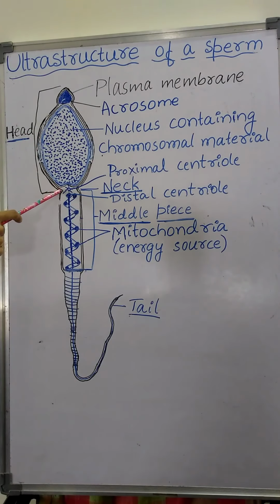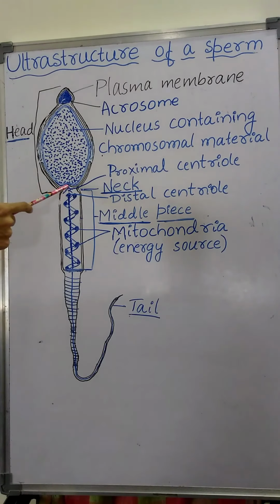Next to the head, the neck portion is present. The neck is a short constricted area present between the head and the middle piece. The neck contains two types of centrioles: the proximal centriole and the distal centriole.